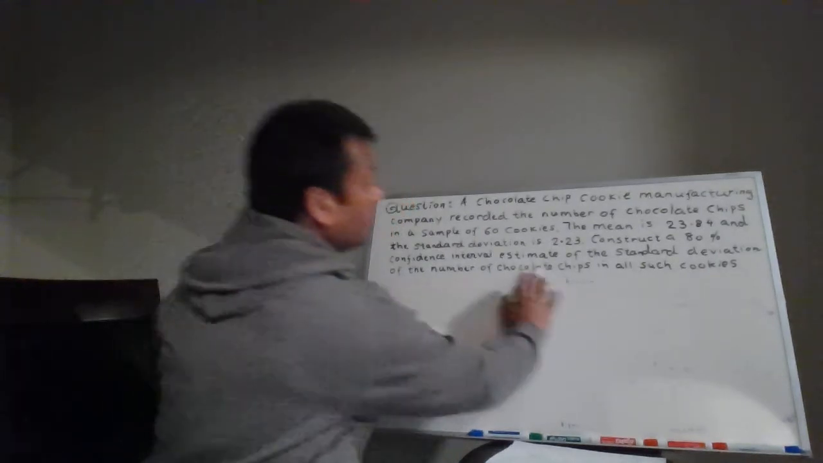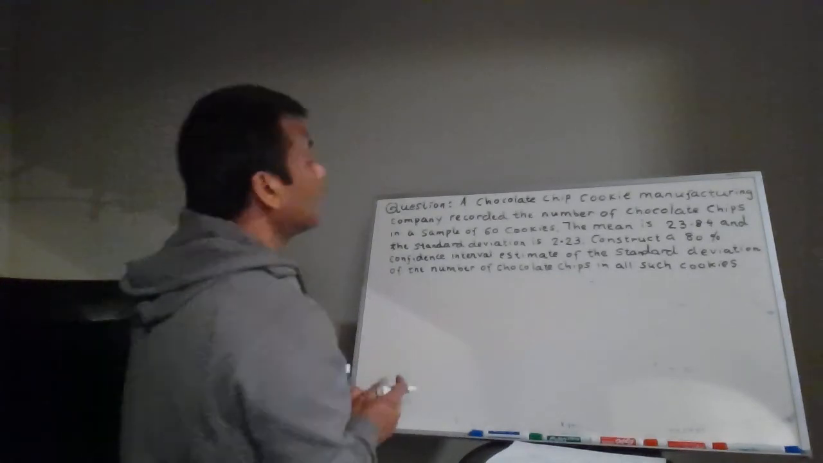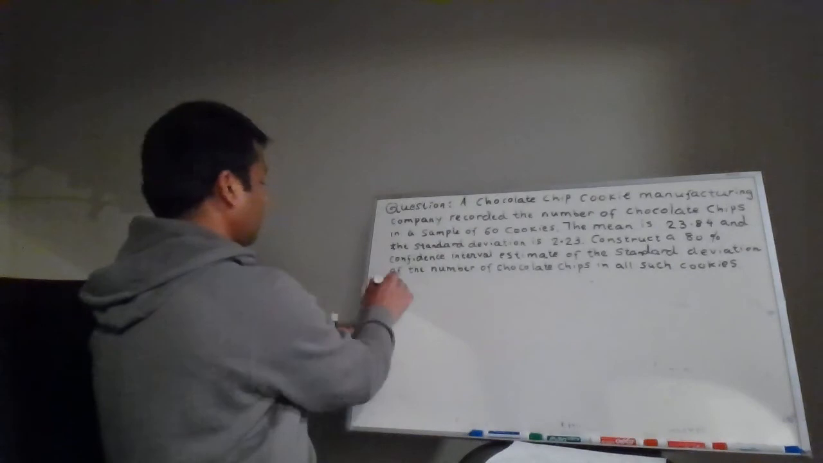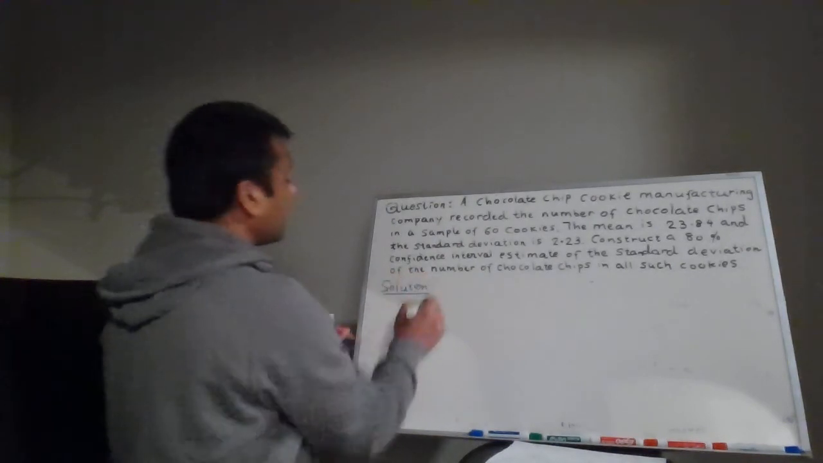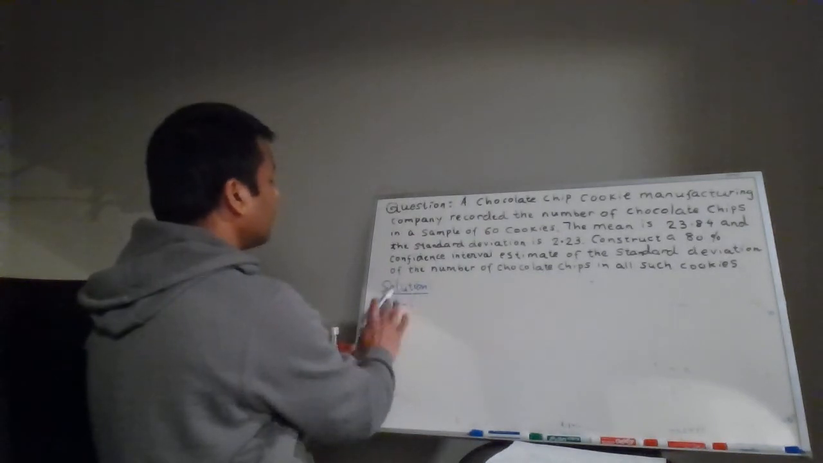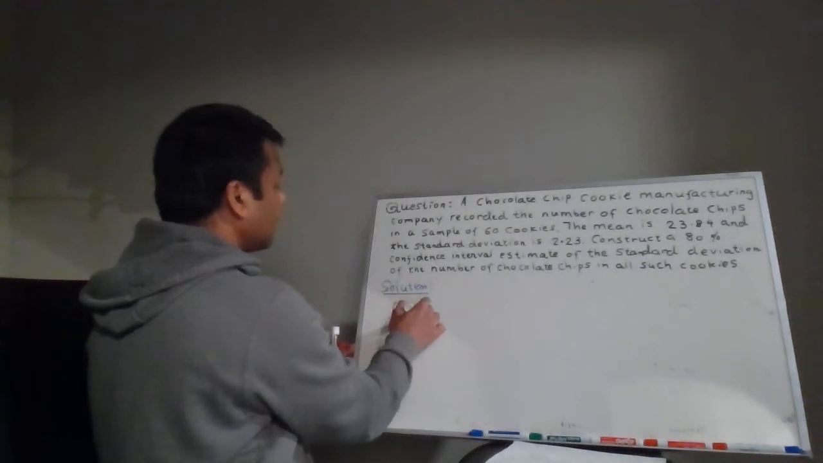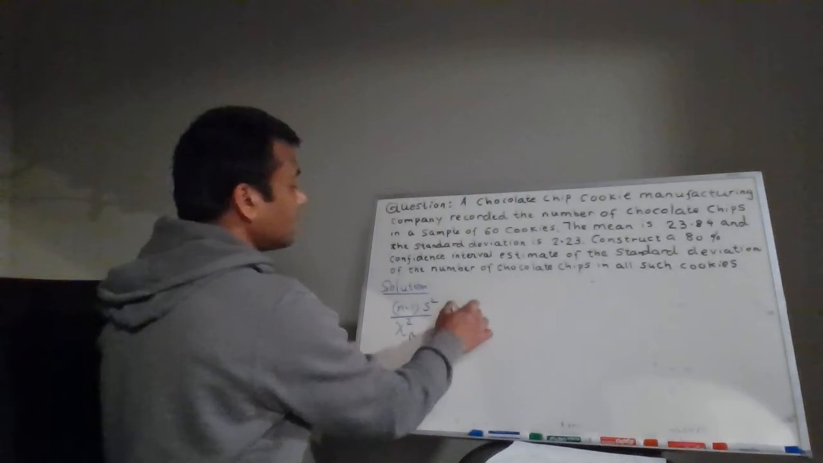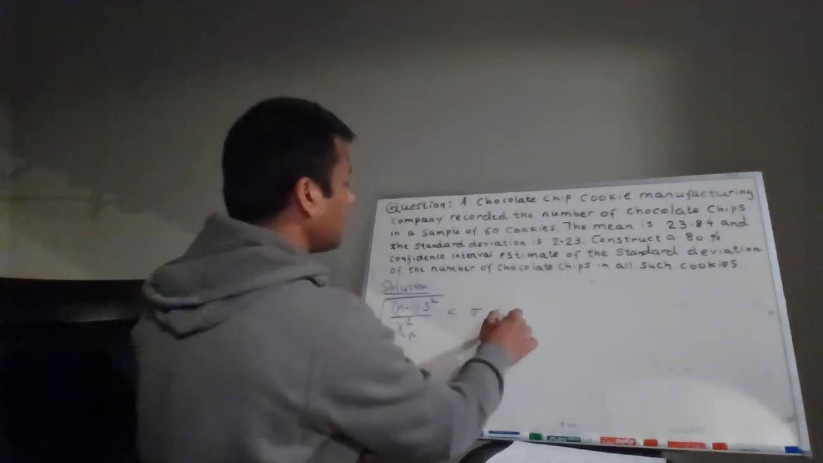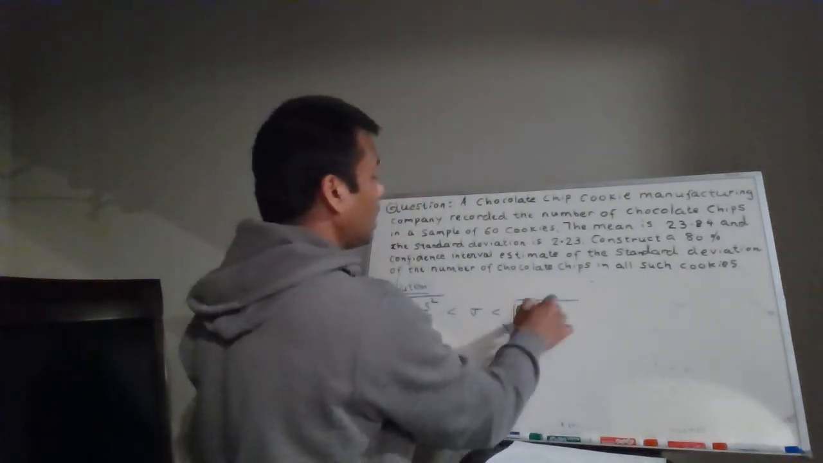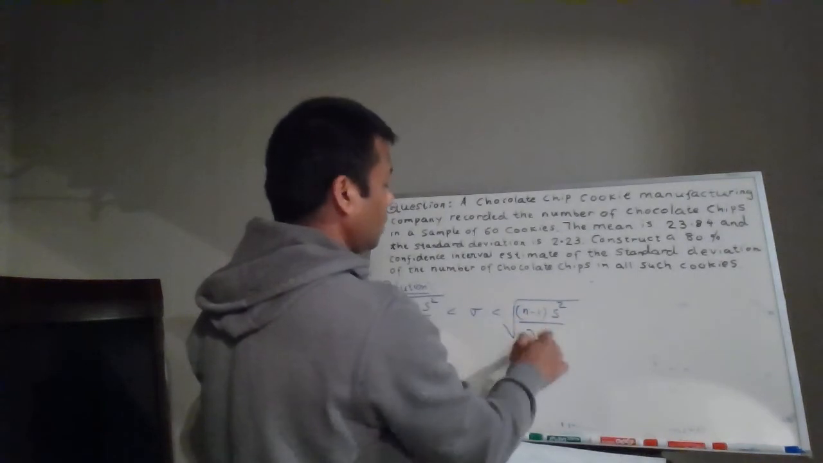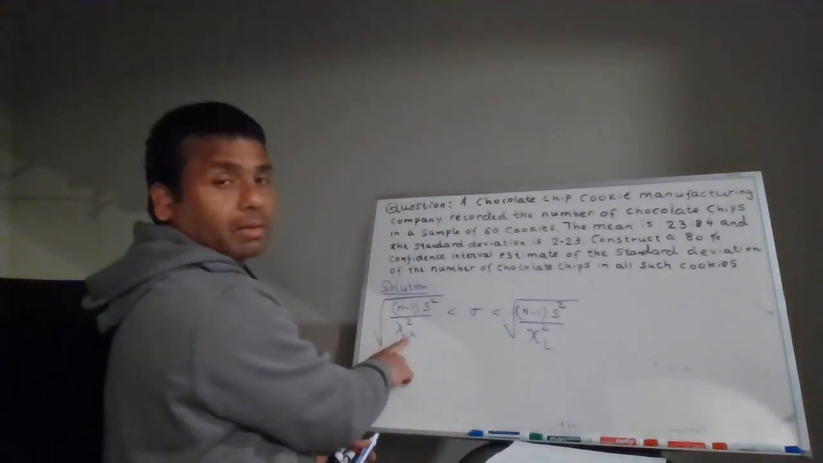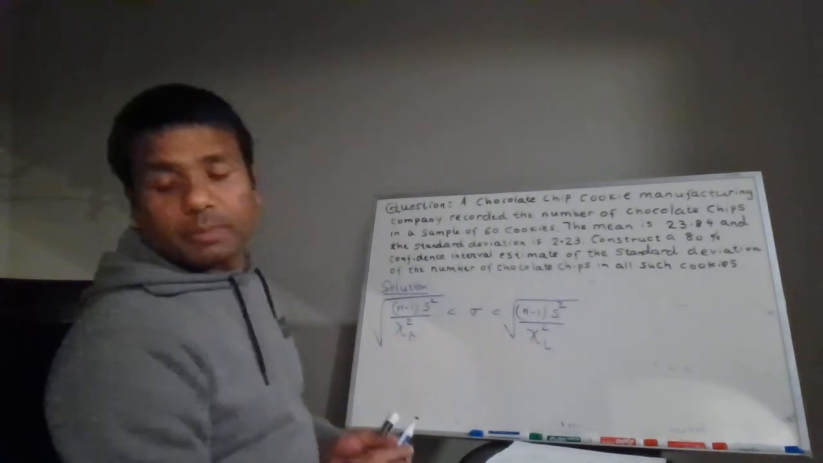So first of all, the confidence interval estimate of the standard deviation is given by radical of n minus 1 times S square over chi square R is less than sigma is less than radical of n minus 1 times S square over chi square L. So this is the right-tailed critical value and this is the left-tailed critical value.